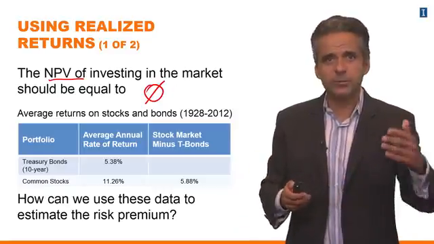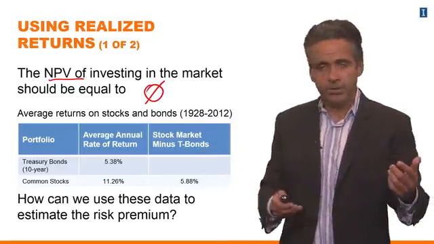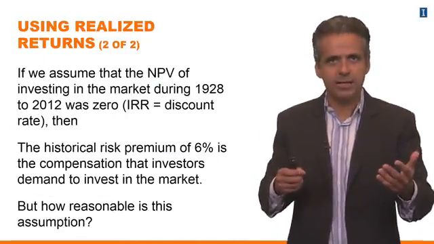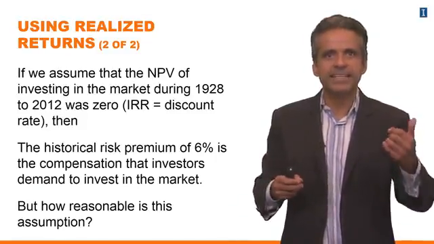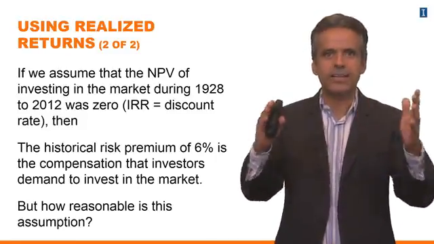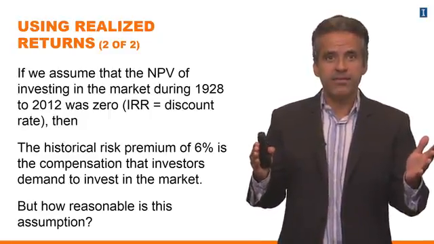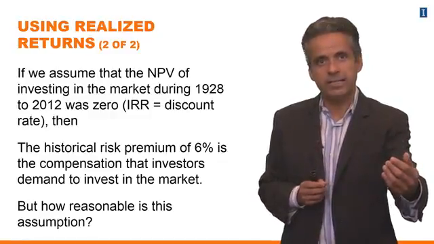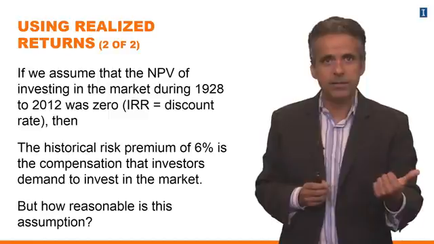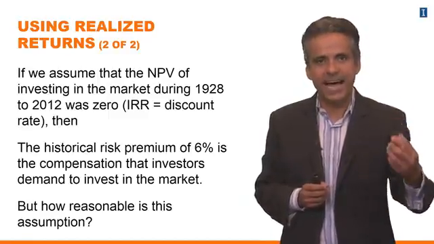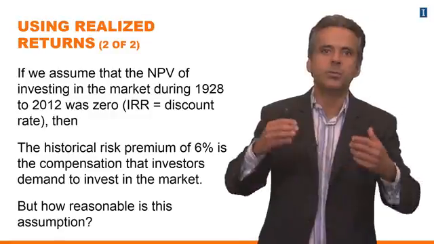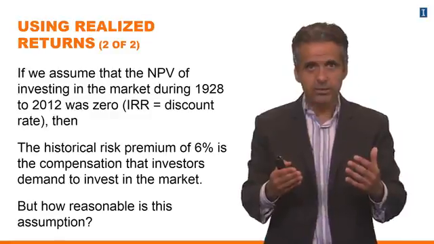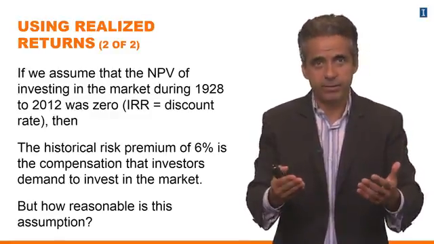Okay? So let's go back to the NPV equals 0 idea. How can we use this 6% to estimate the risk premium? Right? The assumption we have to make to use the 6% is that the NPV of investing in the stock market during that period was 0. Okay? If investors were on average getting a 0 NPV by putting their money in the stock market, right? If the IRR is the same as the discount rate, then that 6% is exactly the compensation that investors demand to put their money in the stock market. Okay? So we can take realized returns and use them to estimate required returns.